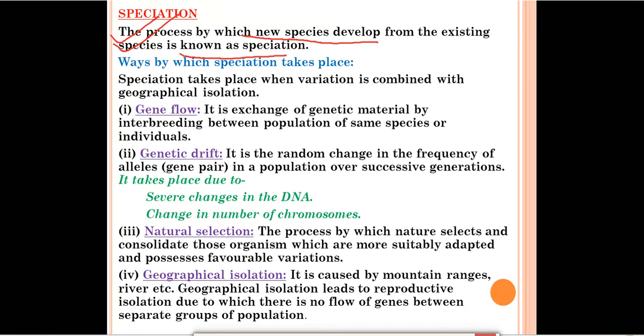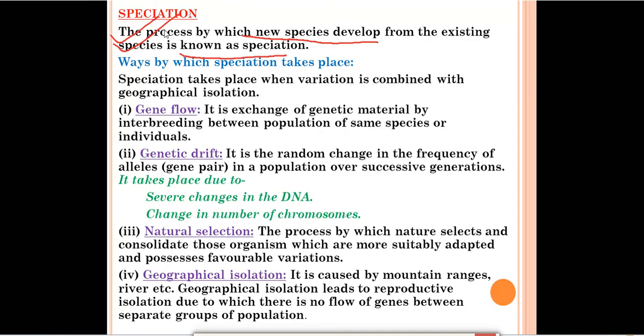How will speciation take place? Speciation will take place when variation is combined with geographical isolation. This means how new species will be formed when variation, meaning differences, combines with geographical isolation. So this can take place through these methods.